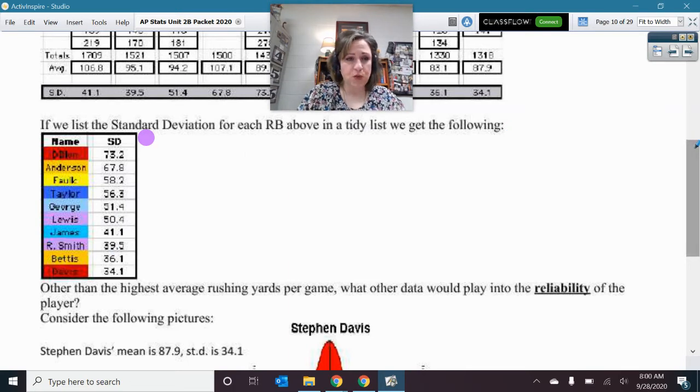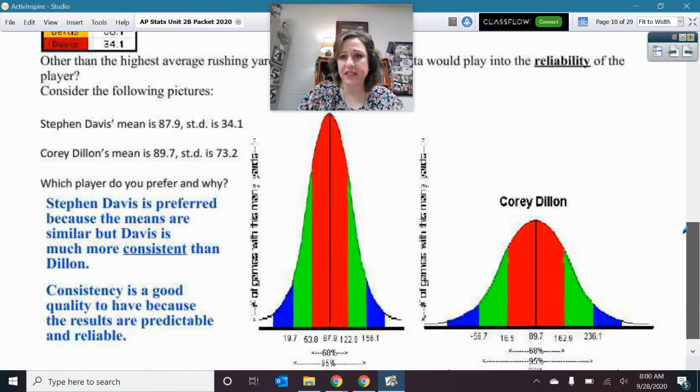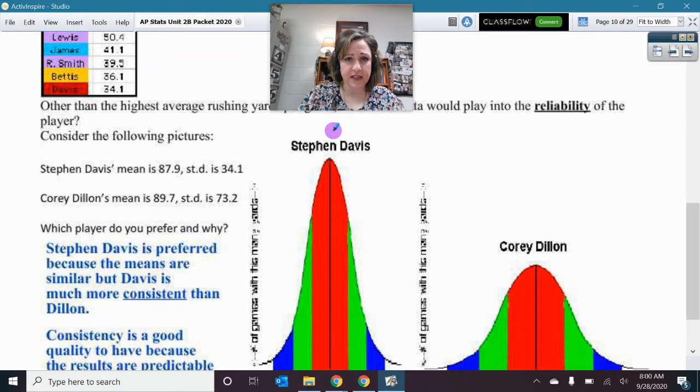So what we do is we talk about two players that had similar averages. Two players that have similar averages we want to discuss, Stephen Davis and Corey Dillon. Stephen Davis had an average of 87.9 per game. Corey Dillon, 89.7 per game. So they were very similar in their average production you expect to get per game. Okay? But look at what a key difference is. Stephen Davis's variability is 34.1. Corey Dillon's variability, 73.2. That tells me he's all over the place.